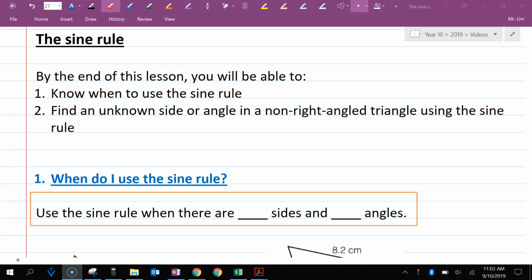So by the end of this lesson, you'll be able to know when to use the sine rule, and you'll be able to find an unknown side or angle in a non-right angled triangle using the sine rule.